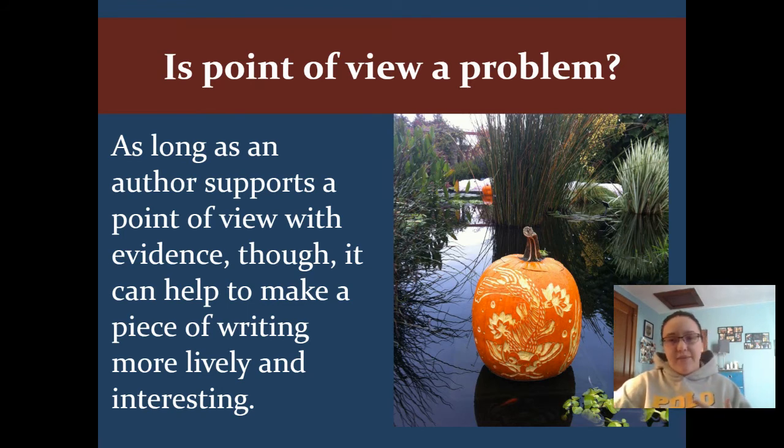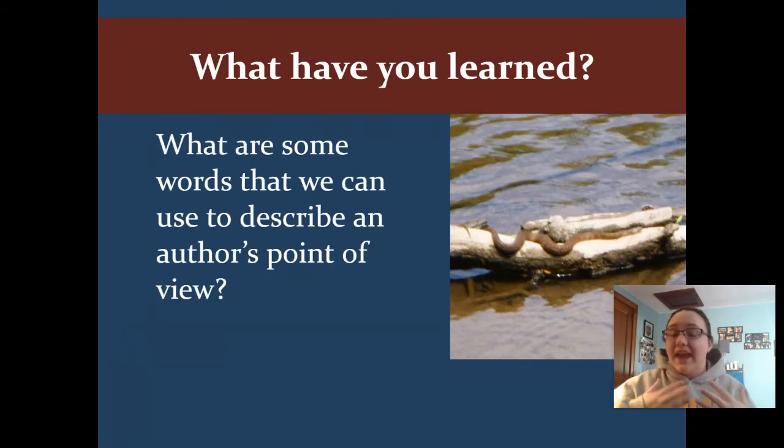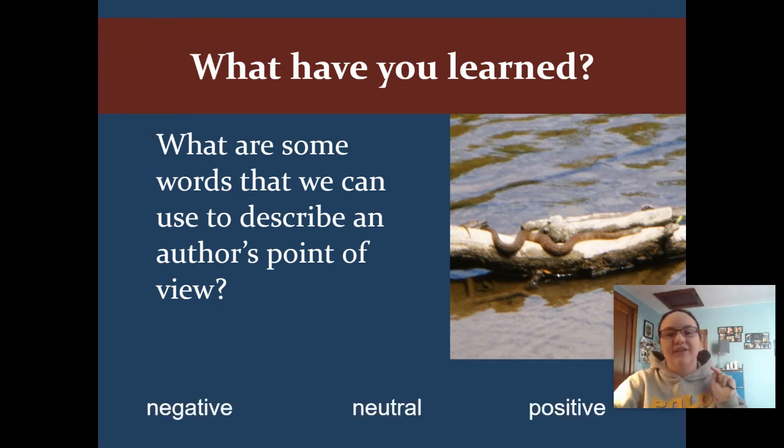I say all the time in our reading and writing to pick out that evidence or to put that evidence in to make our writing more exciting. And I always want you to pick it out because that helps with your comprehension, helps you understand the story better. And that's why you always want to back it up with evidence. What have you learned? What are some words that we can use to describe an author's point of view? 3 words. We've worked a lot with them. Positive, negative, and neutral.